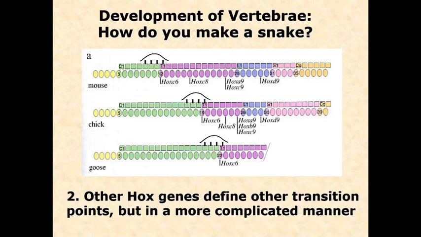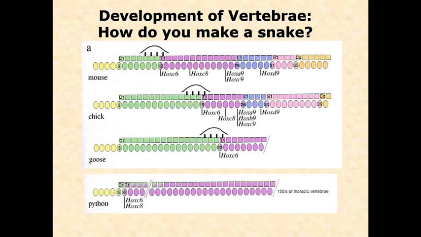Okay, other Hox genes do other more complex things. We're only going to focus on this one as an example. Okay, and so when we look at snakes, at a python, they can have hundreds of basically thoracic vertebrae. So if you look at a snake, the initial response for most people is they're all neck, right? You've got a head and then a neck going all the way back.